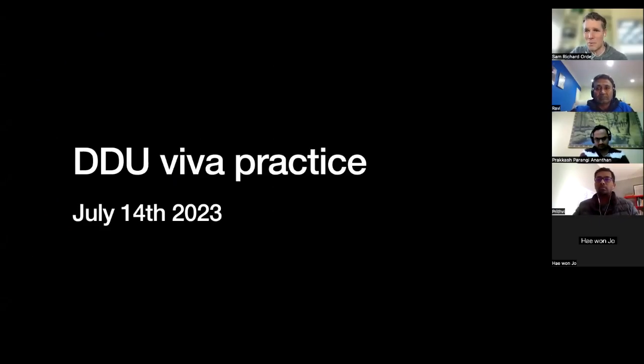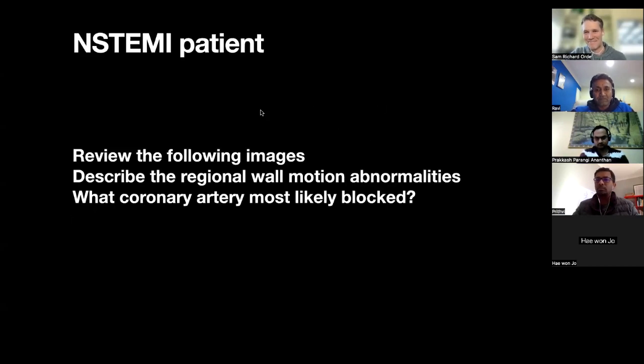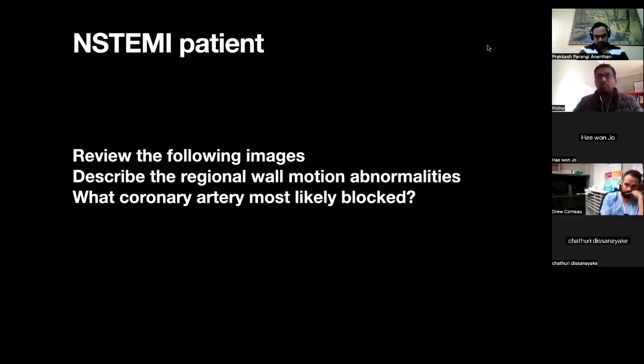We'll start off with case number 1. Ravi, thank you very, very much for starting this one. We'll start again. Let me know when you want me to continue. Describe the regional wall motion abnormalities. What coronary artery most likely is blocked?